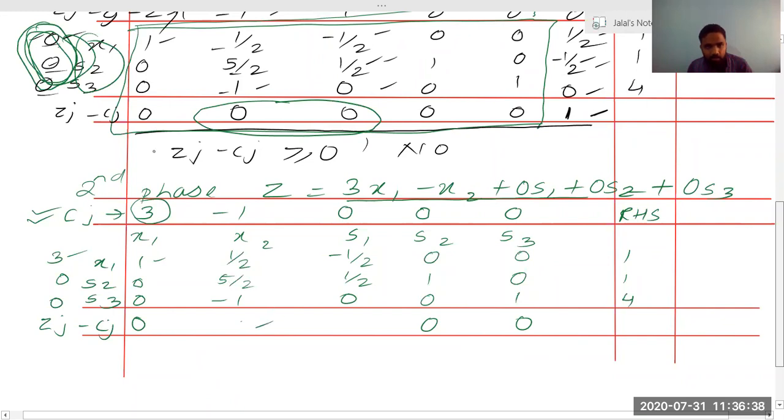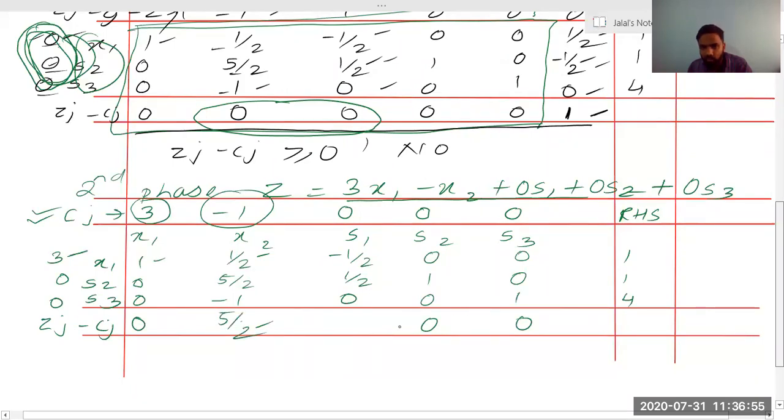What is this value, and how do we check it? To find this value, we do 3 into half. 3 into half is 3 by 2, plus 0 into 5 by 2, 0, 0 into minus 1, 0. So we are getting 3 by 2 minus of minus, which becomes plus 1. 3 by 2 plus 1 is 5 by 2.